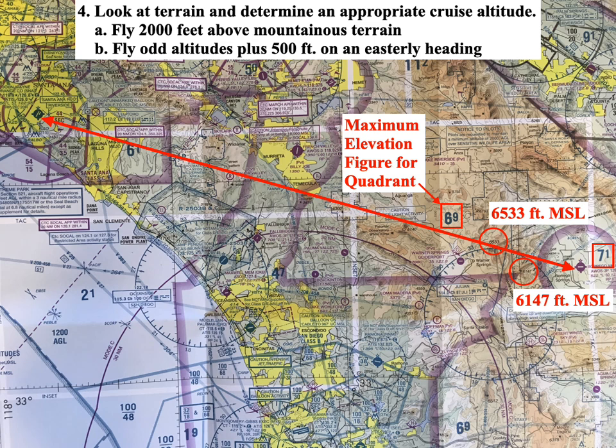Between 0 and 179 degrees, aircraft flying under visual flight rules, VFR, must fly at odd altitudes plus 500 feet, and between 180 and 359 degrees they must fly at even altitudes plus 500 feet. Since we will be flying on an easterly heading of 108 degrees, we will need to fly at an odd altitude plus 500 feet. Adding in 2,000 feet to stay well above the mountains, we choose a flight altitude of 9,500 feet.